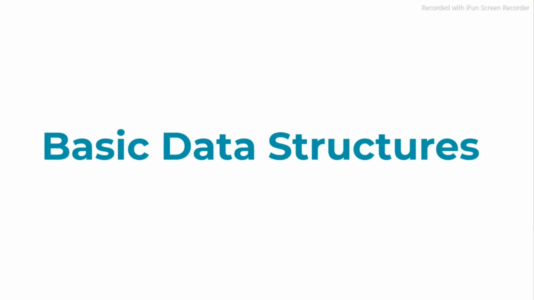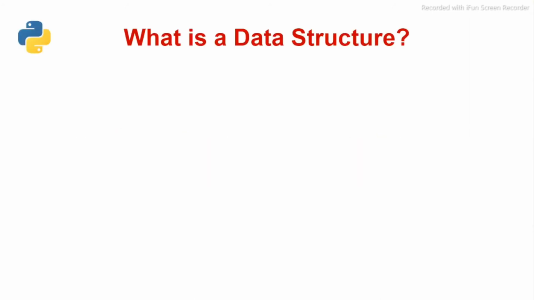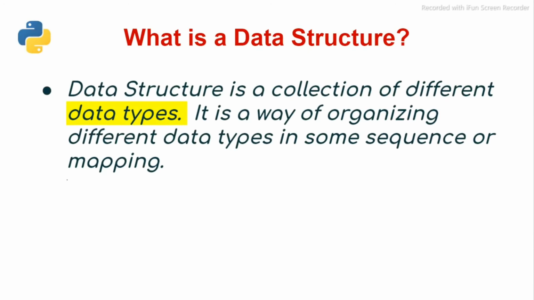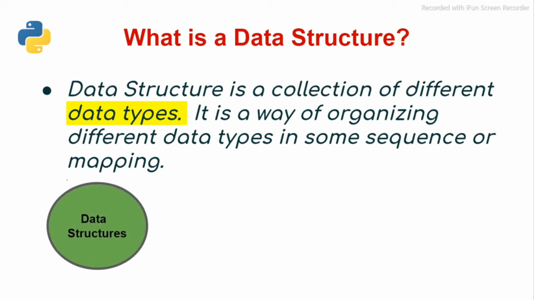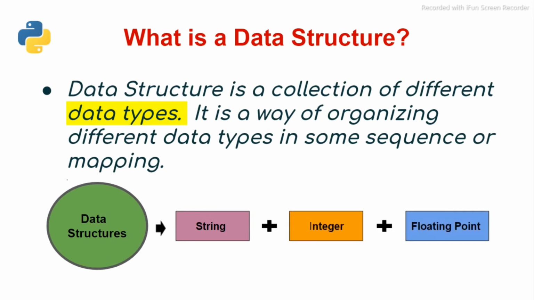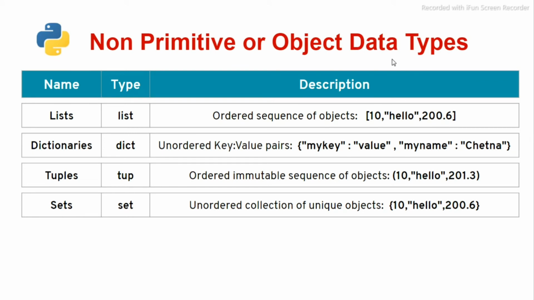They are also a kind of data type but in complex form. Data structures are a little more specialized form of data types. It is a way of organizing different data types in some sort of sequence or mapping. Let me explain data structures with the help of this picture. Till now we have learned about the simple basic data types. Data structures are the structured form of data types which can hold not only one data type but also different data types. That can be string type, integer type, floating type or even boolean type. Most commonly integer, float and strings are used. Data structures can also be known as non-primitive or object data types, which include list, dictionary, tuples and sets.